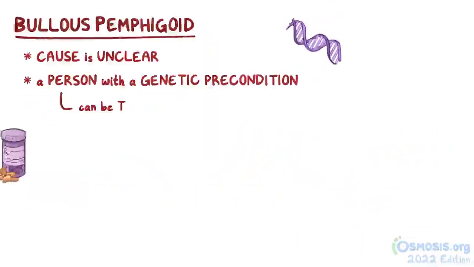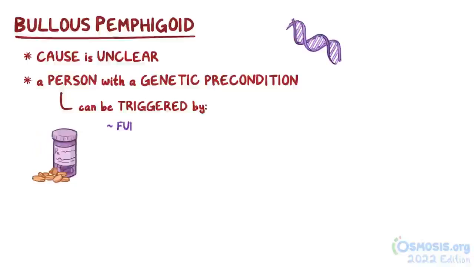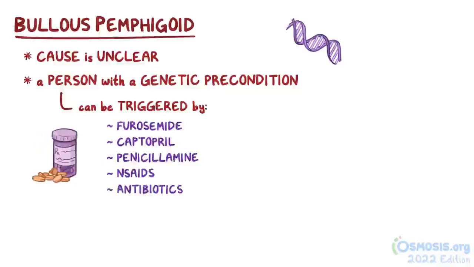The exact cause of bullous pemphigoid is unclear, but it's thought that in a person with a genetic precondition, it can be triggered by medications like furosemide, captopril, penicillamine, nonsteroidal anti-inflammatory drugs, also called NSAIDs, and antibiotics.